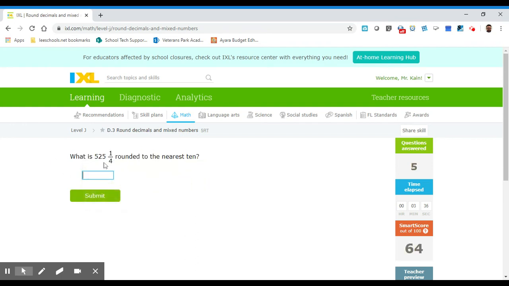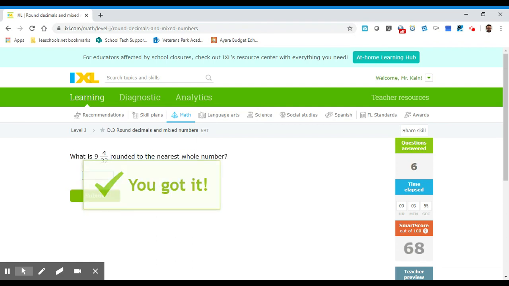What about 5/25 and a fourth rounded to the nearest 10? So we look at the tens place, which is the 2, right? Then we look next door at the 5. If the 5 is 5 or more, we raise the score, which means it's going to be 530. Nearest 10.